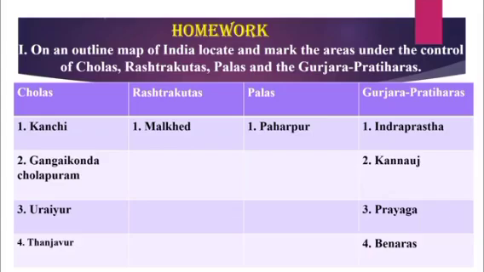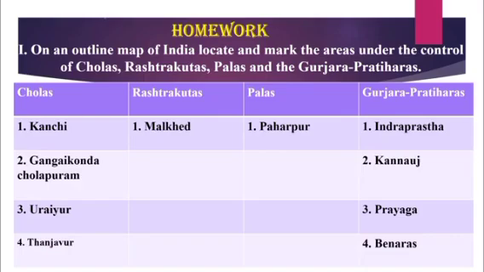Homework. On an outline map of India, you have to locate and mark the areas under the control of Cholas, Rashtrakutas, Palas and the Gurjara Pratikaras.